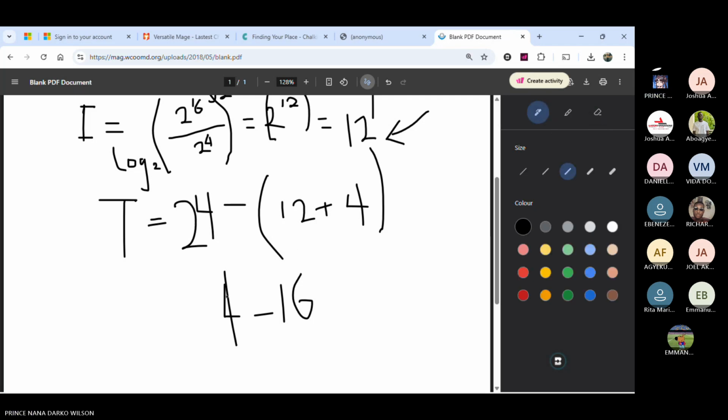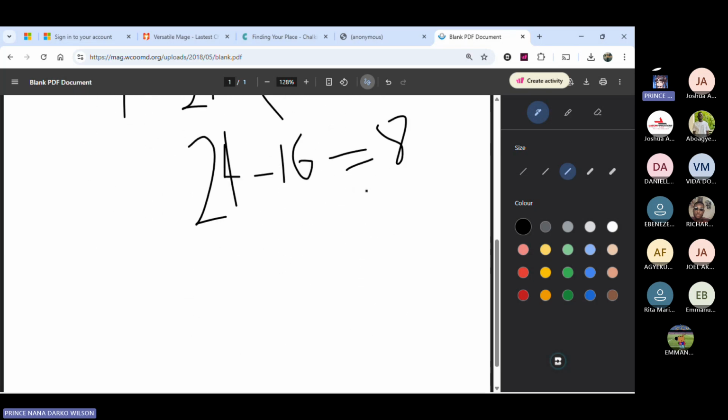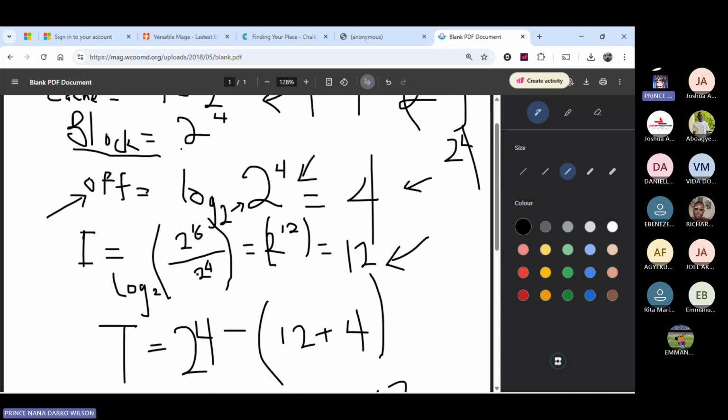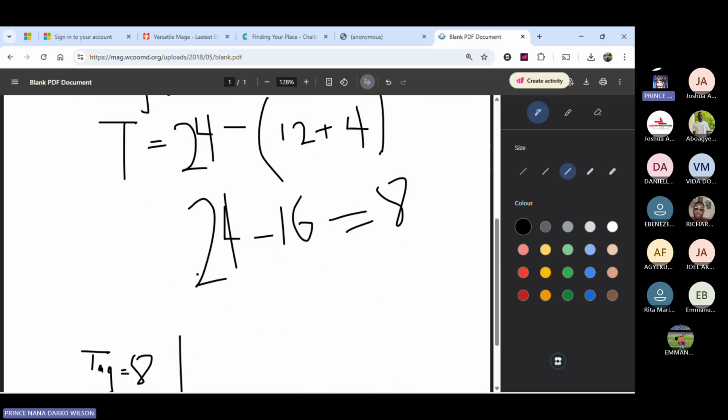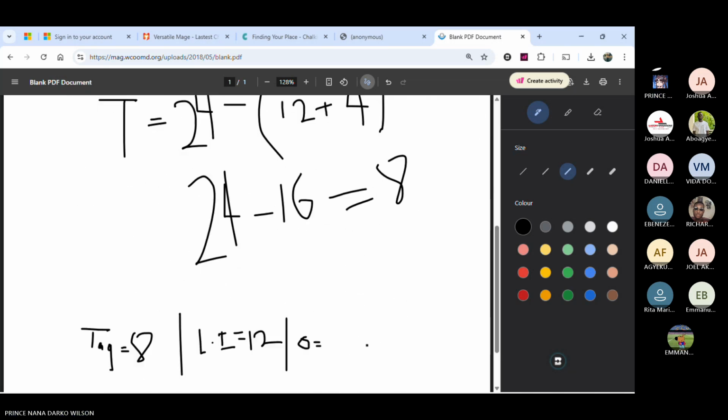Is that all right? Yes, we are left with 8. So this means our tag becomes 8. Then your final answer should be left in this format. Your tag, that's 8. And then we have our line index, which was what? 12. So you write your line index in full. That's 12. And finally, we have our offset. Let's rewrite it in full. And we said the offset was what? 4, like this.